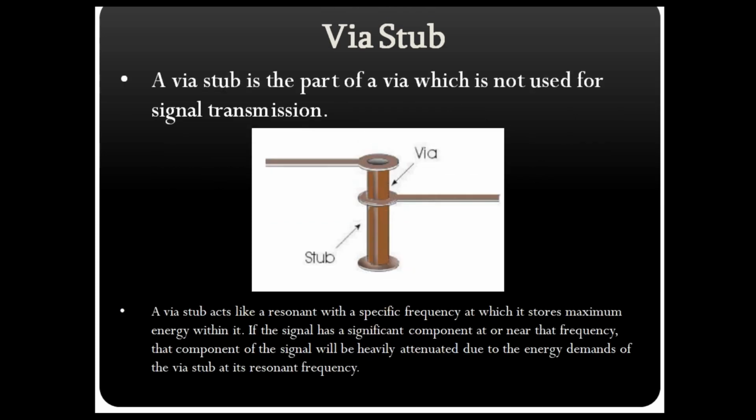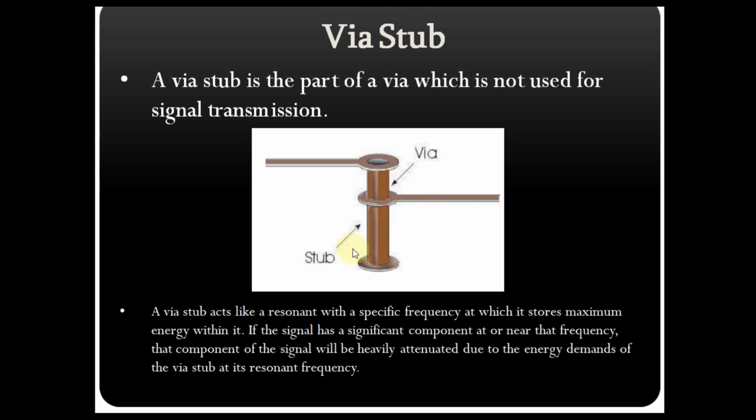So a via stub is a part of the via which is not used for signal transmission. As I have already explained, this part of the via is not used for signal transmission. That is why this is called a stub. And what is the impact of a via stub?